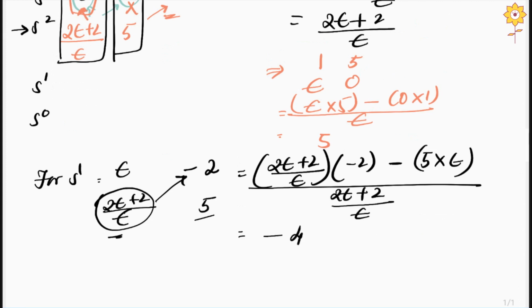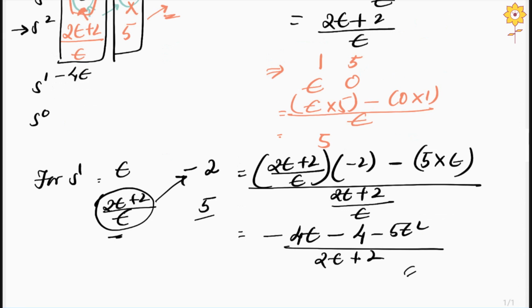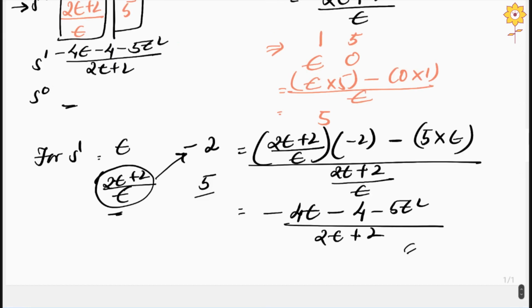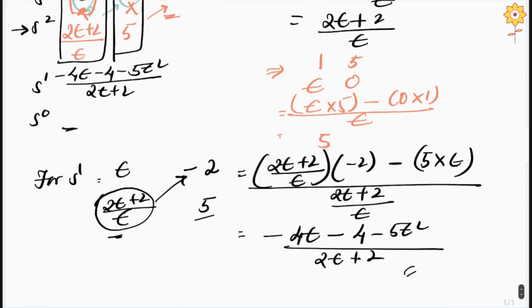After simplifying, what will you get? You will get 4 epsilon minus 4 minus 5 epsilon square upon 2 epsilon plus 2. Please try to simplify, you should get this. After this, you will write this particular value over here, that is minus 4 epsilon minus 4 minus 5 epsilon square upon 2 epsilon plus 2. We simply have to find the value for S^0. For S^0, we will use this particular value, and here we have a 0. So, we will cross multiply.